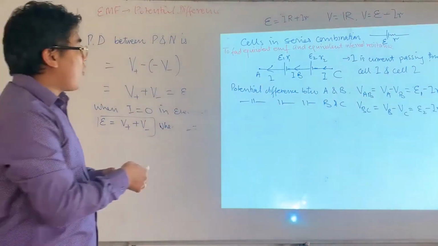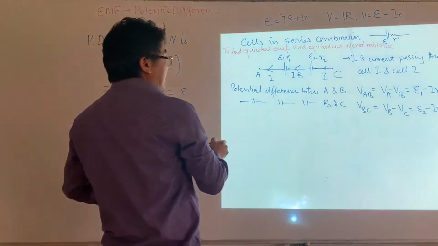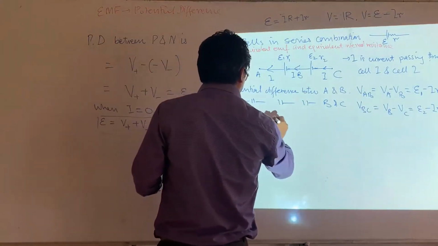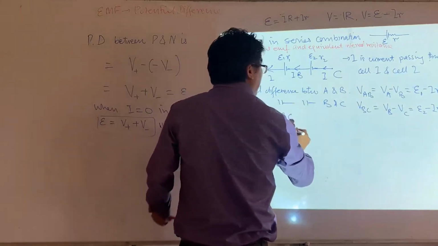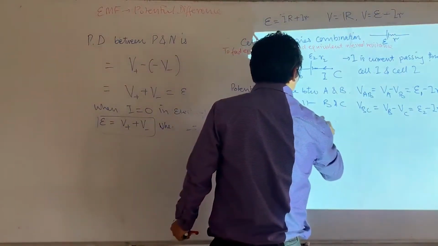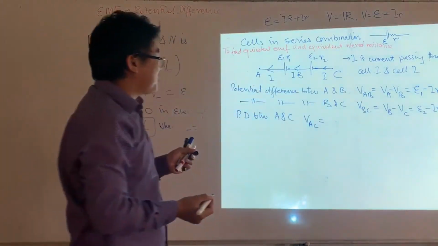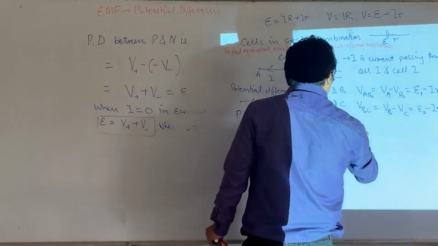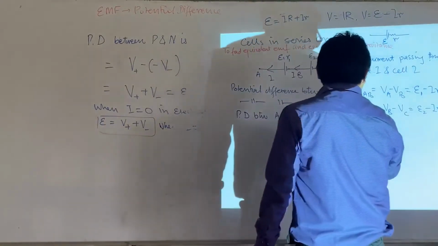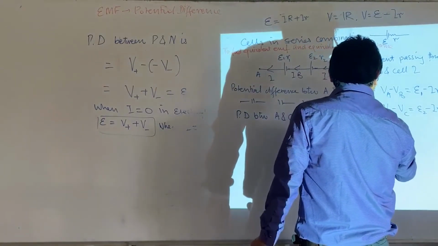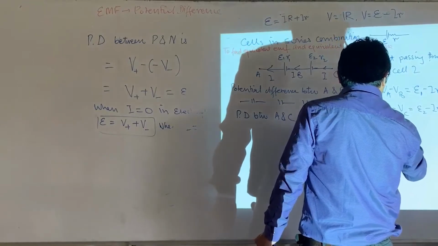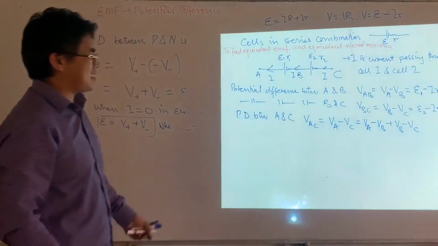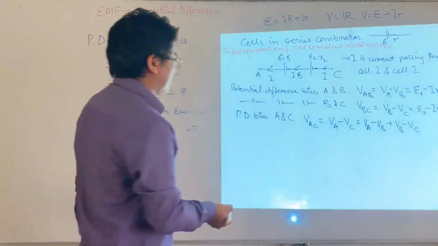Now the potential difference between A and C for the entire two cells is going to be VA minus VC, which I can rewrite as VA minus VB plus VB minus VC. Nothing changes, I just write it in a different form.